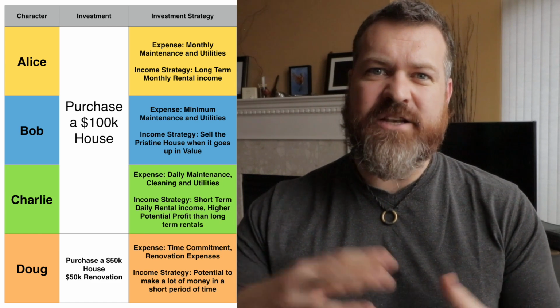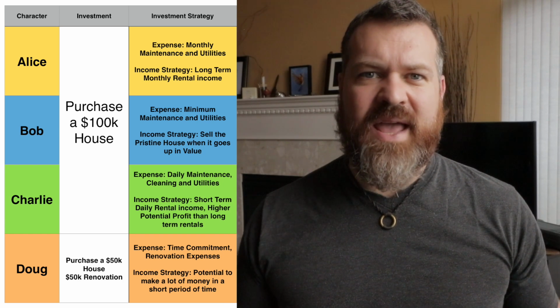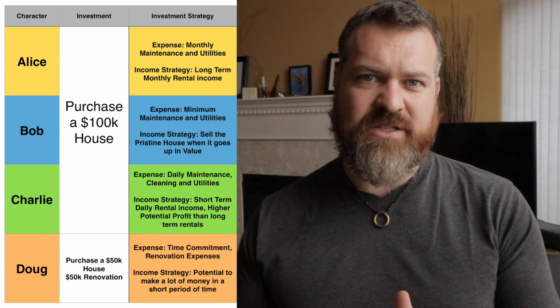Now let's take a look at Doug. He wants to use his $100,000 to purchase a home that is worth less than $100,000 and then do home improvements on it. So he finds a home that has not been renovated, it's a little bit run down, and he buys it for $50,000. He then takes his remaining $50,000 and pays contractors to renew that house to its previous glory and increases the value so that he can sell it at a future date.